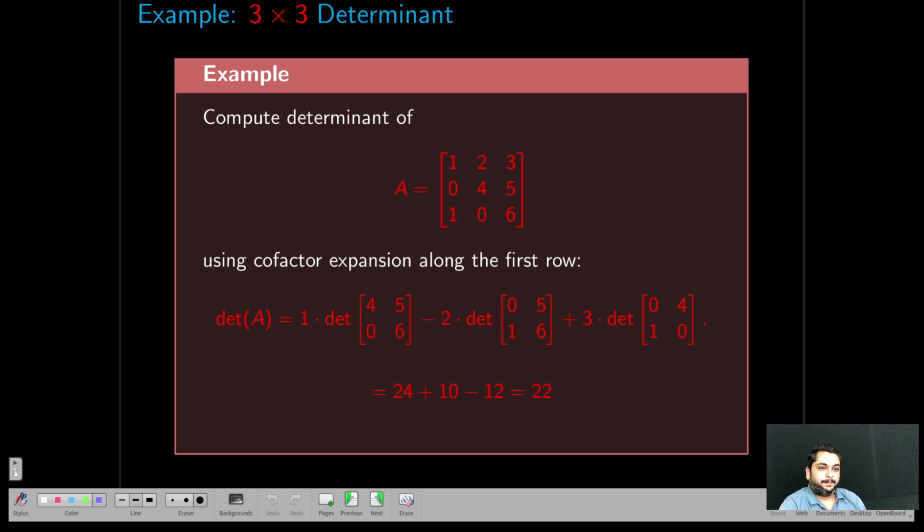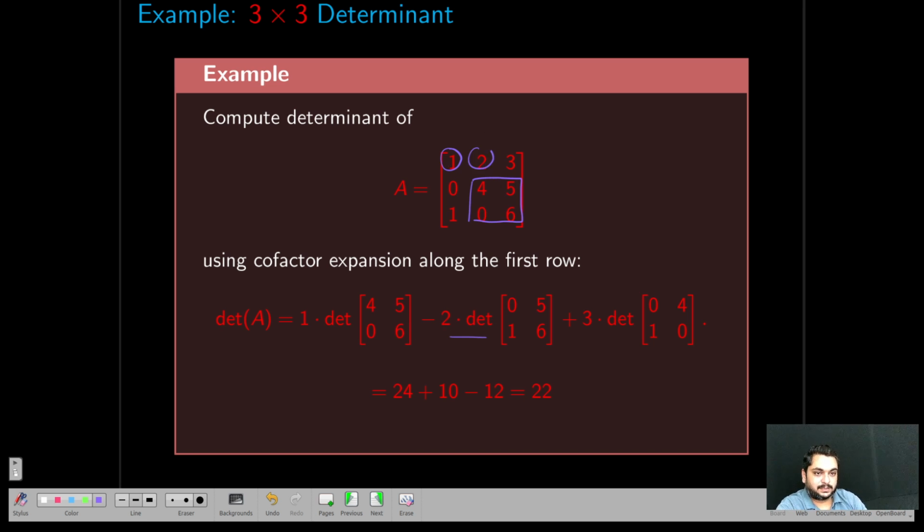So a simple example. The matrix given is 1, 2, 3, 0, 4, 5, 1, 0, 6. How will you find the determinant? First, 1 into the determinant of this matrix. So I select this and take it as a submatrix. The determinant of this is 4 into 6 minus 0 minus 2.